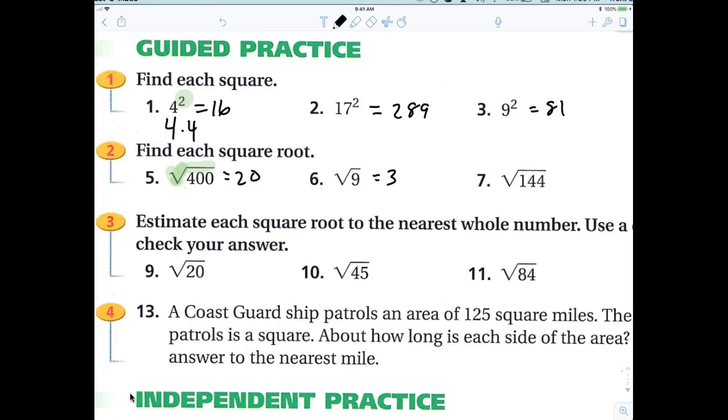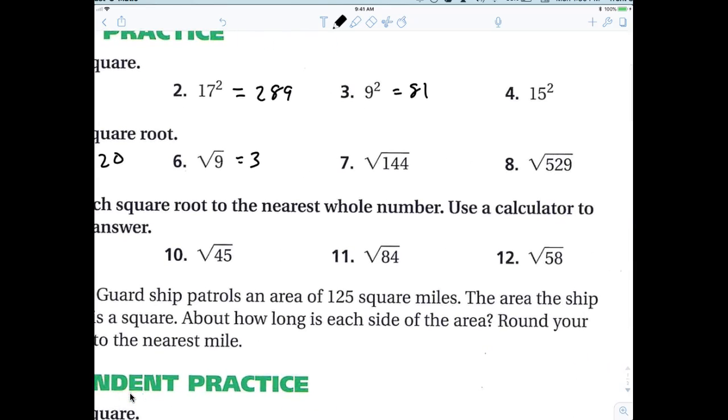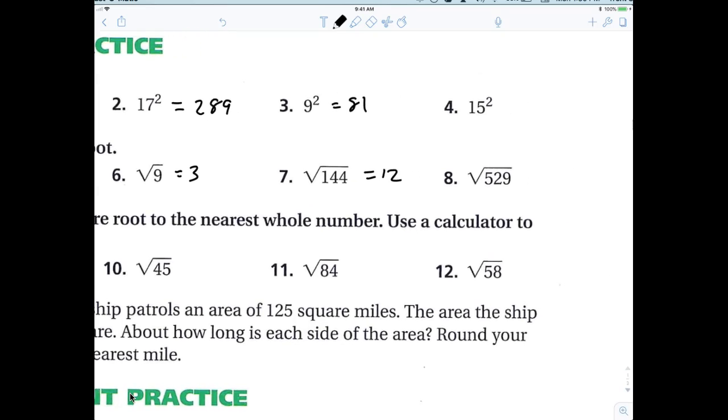Now, the square root of 144, I would like for you to know is what? 12. That should be just something you should know. But if you didn't know that, you can type it on your calculator, the square root of 144 is 12. Okay, I'm sorry, guys. I forgot 4 up here. 15 squared is? 225. Good job. And then the square root of 529?